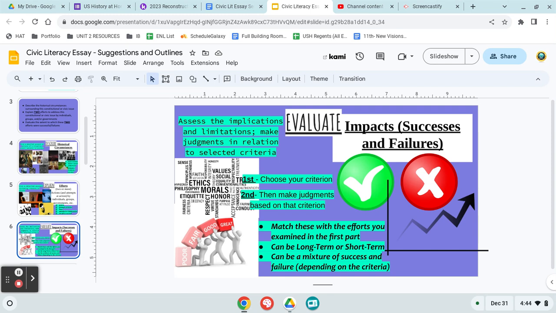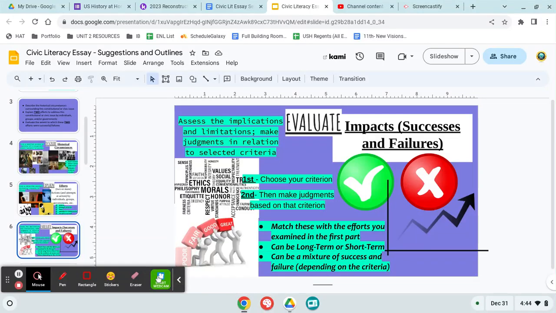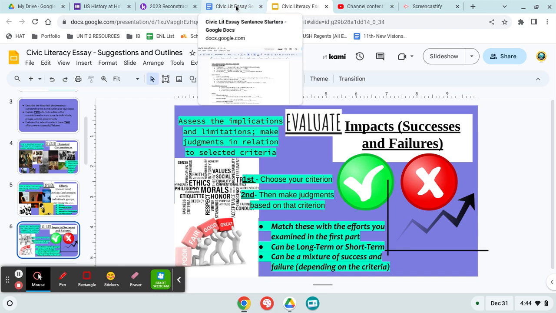So just take a minute here to think about what this means to you, right? Think about how these terms are used in other classes. Think about how these terms are used on the Regents itself. And we're going to break down the rubric here in a second.